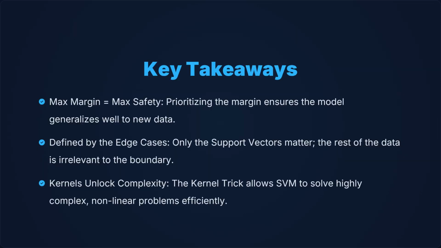Now let's look at the key takeaways about SVM. First of all, maximum margin means maximum safety. A wider boundary means there is a better chance of better prediction. Then edge cases matter. The model relies entirely on the support vectors. The rest of the data is actually irrelevant to the boundary. Then we have that kernels are powerful. Kernels allow the model to solve complex nonlinear problems efficiently.